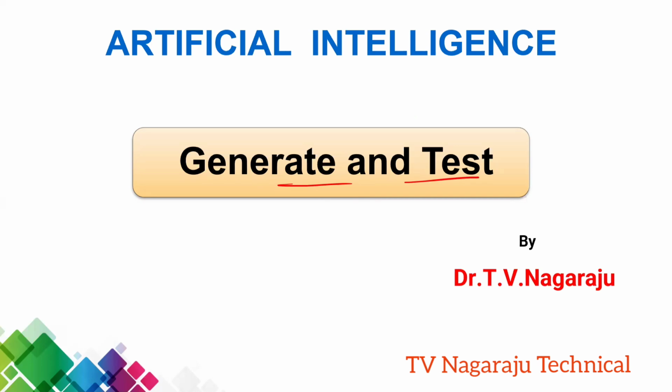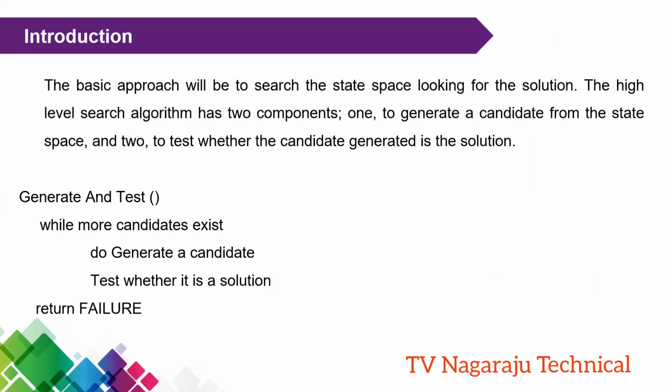Welcome to our channel. In this session, we will move to the concept of generate and test in artificial intelligence. What is meant by generate and test? The main approach of generate and test is simply that it needs to search the state space for finding a solution. You know the concept of state space. Simply, a state space search explores all the nodes to find the solution. And generate and test is also used to search the state space for the solution.